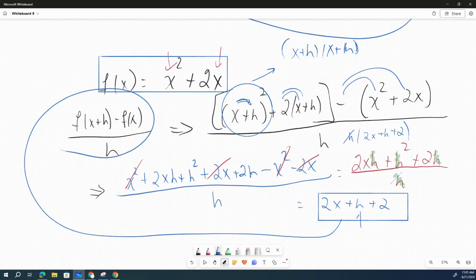Now we're going to be doing something with that h, but not today. All right. So here you go. This is the difference quotient in action. And of course you can use it for everything, and we will, I promise you.